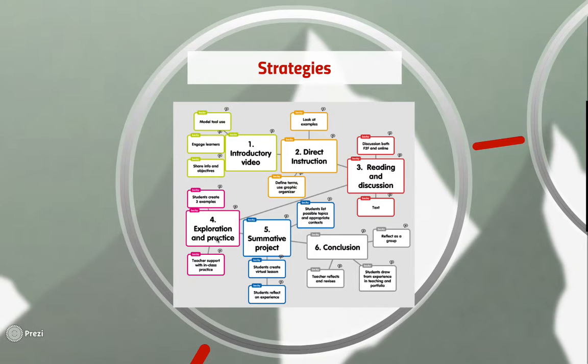We will then explore Web 2.0 and other tools and practice with them. Students will then design and implement their summative project. And in conclusion, students and I will reflect, and students may draw from this project in their summative portfolio.